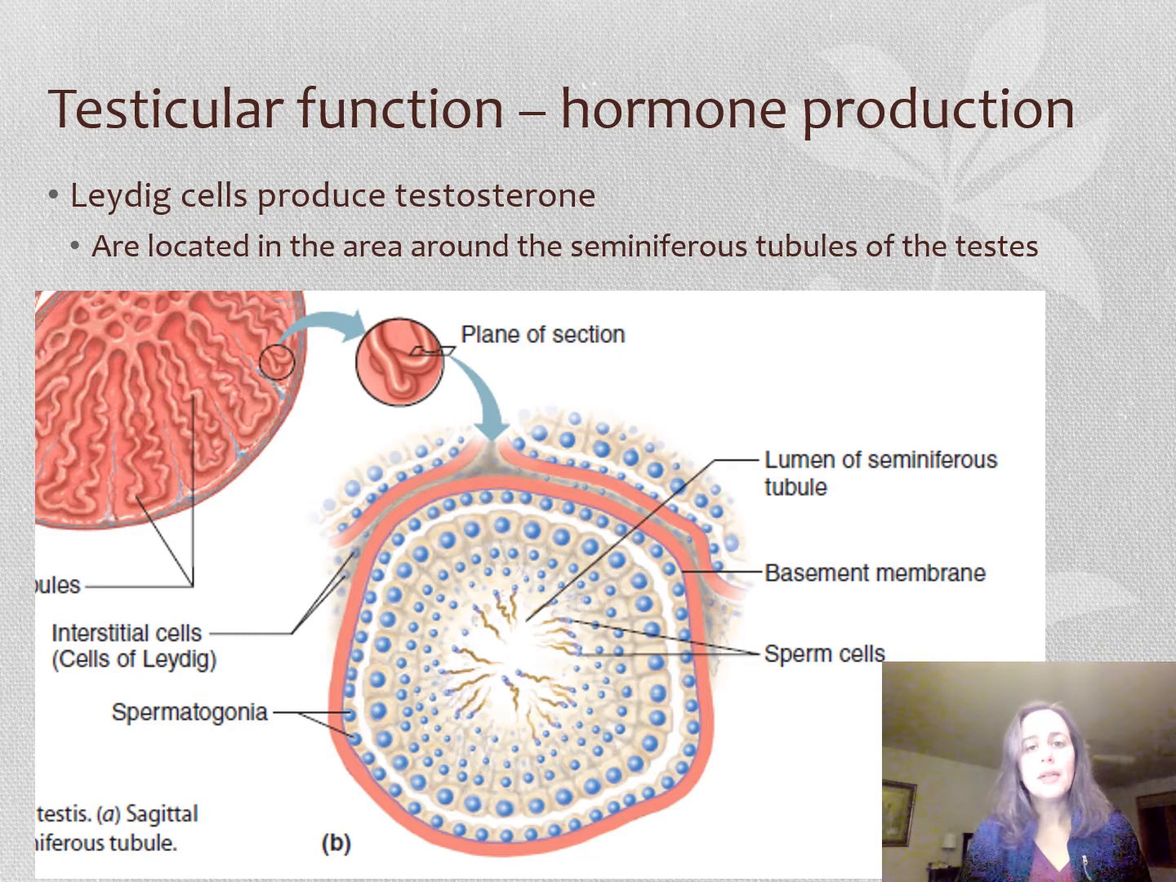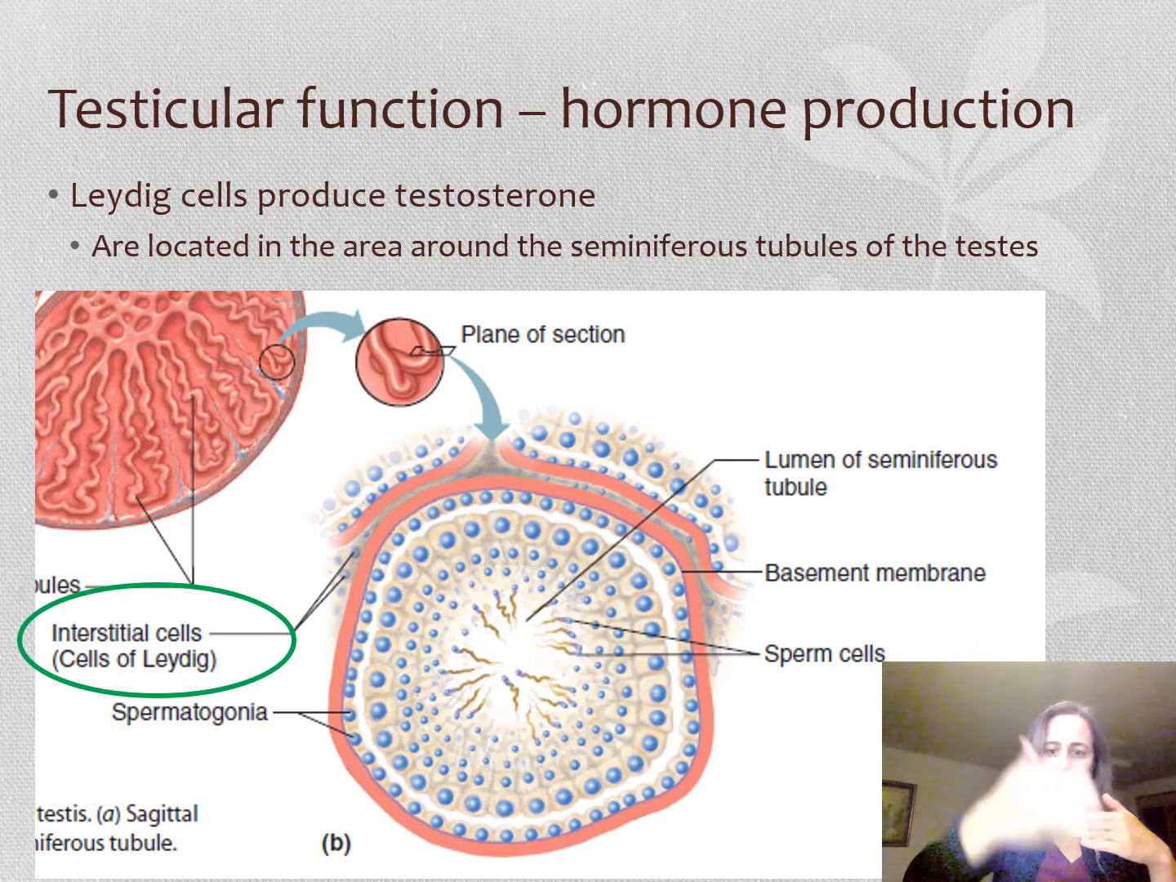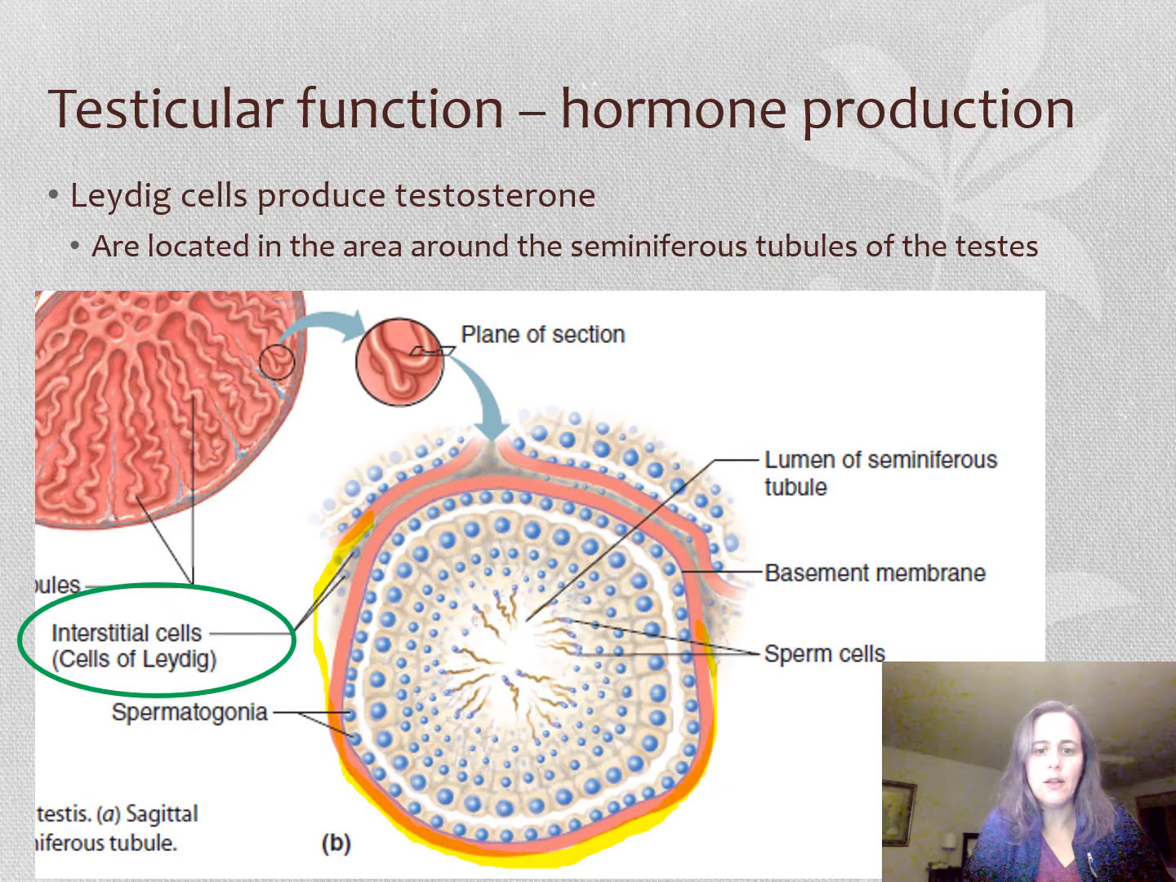So let's remember that it's those Leydig cells that are going to make testosterone, and they happen to be located outside of the seminiferous tubules. So what we're looking at right here is a cross-section through a tubule. So, let me use yellow highlighter, this here is the wall of the tube. We're looking on the inside of the tube, and you can see the Leydig cells are out here. They're just around the outside. That's where they're located in the testes.